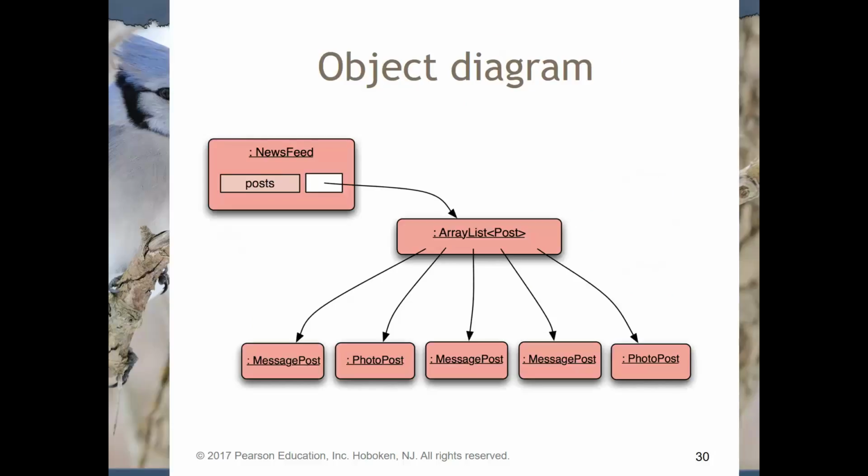So what does this look like in terms of an object diagram? NewsFeed now just has a collection of posts. I have an ArrayList in here of posts, and here you go. Here's a collection. Whatever order they show up in doesn't matter to me. They're all able to be stored in here because of that unique feature that Java has.